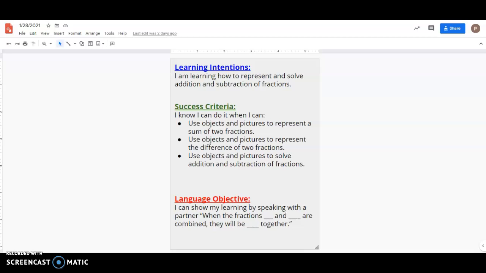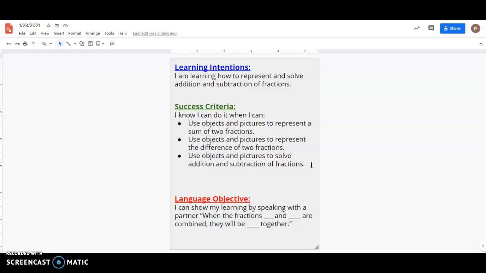Hello, ladies and gentlemen. So we are going to continue our learning about how to represent and solve addition and subtraction of fractions. So we are continuing to be able to use pictures and objects to represent the sum of two fractions, using pictures and objects to represent the difference of two fractions, and then being able to solve addition and subtraction with those pictures.